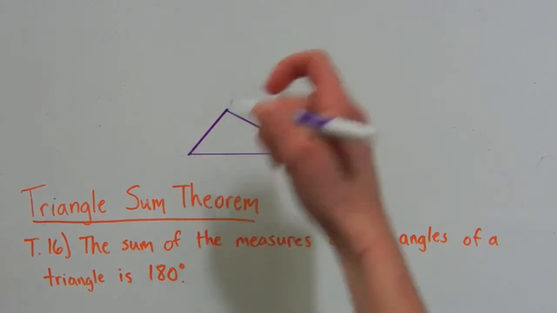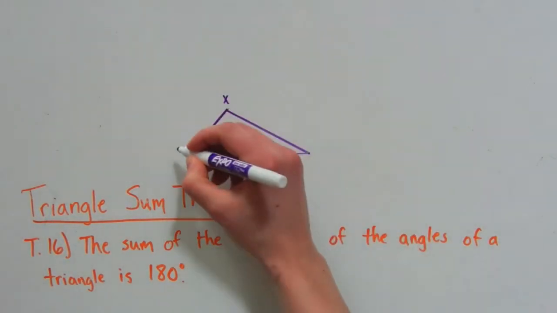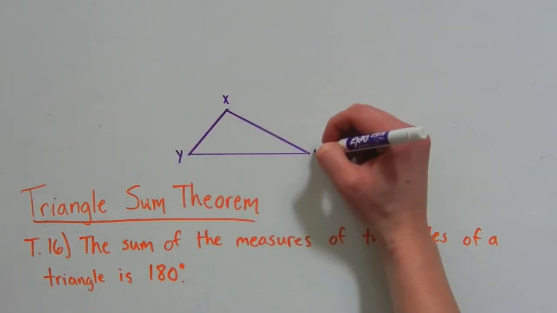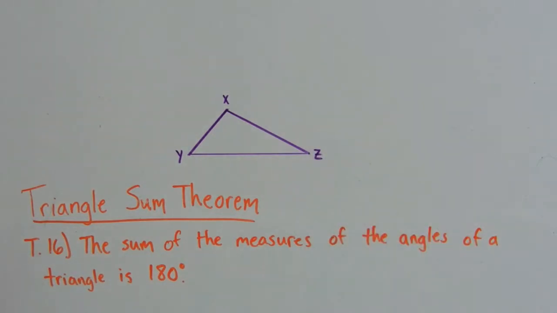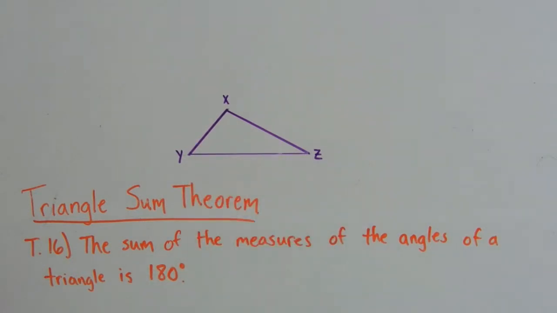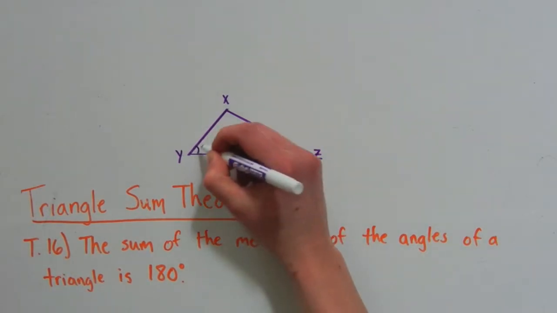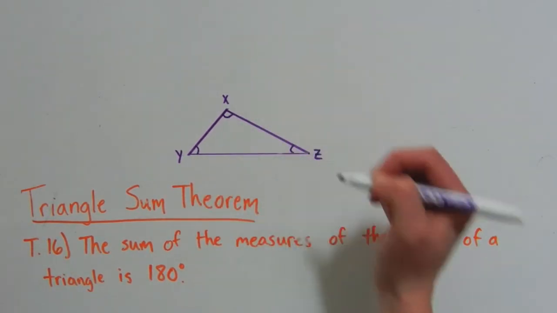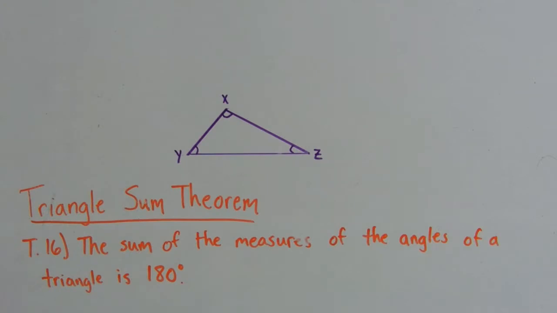Here is the picture of our triangle. Let's name this triangle X, Y, and Z. So we're saying that angle X, angle Y, and angle Z all add up to be 180 degrees. Let's prove that theorem.